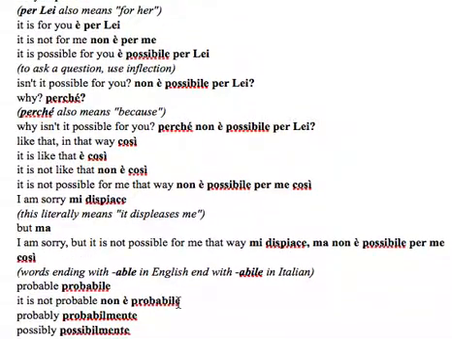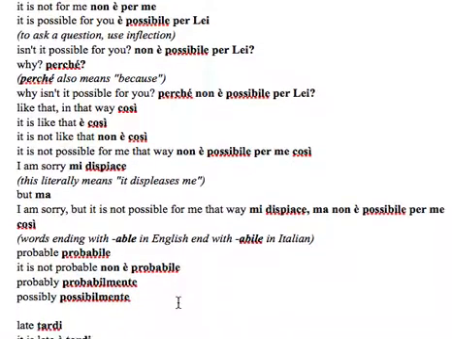So we saw the words ending in able. We saw the è, non è. And now we're going to see the words ending in able. We don't have a lot of examples because it's quite easy. Able, well, in Italian you're going to see abile. Probable, probabile. No, sorry, it is not probable, non è probabile.